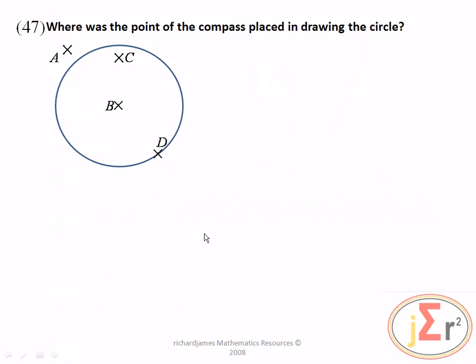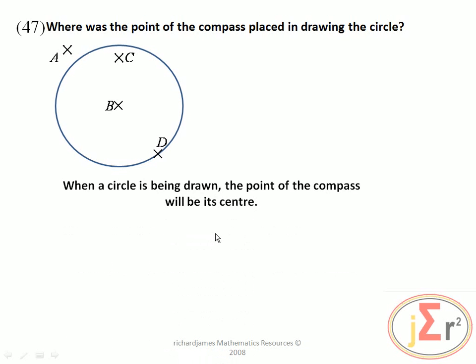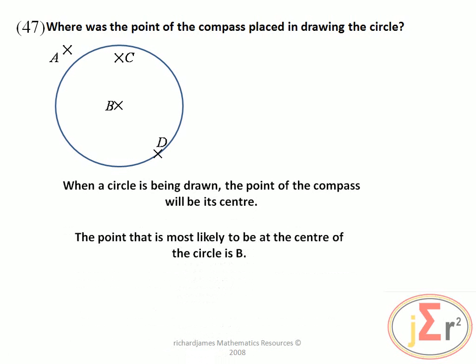Where was the point of the compass placed in drawing the circle? When a circle is being drawn, the point of the compass will be its center. The point that is most likely to be at the center of the circle is B. The most appropriate answer is option D.